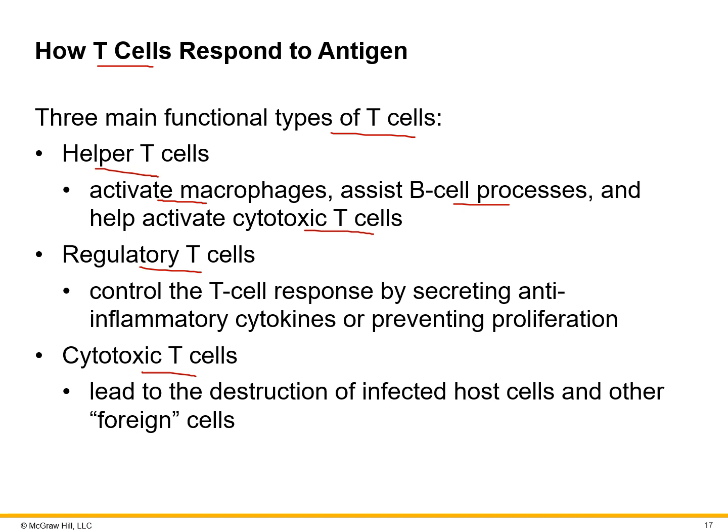Now, the regulatory T cells, as their name implies, they're more involved in controlling the response, making sure that the correct anti-inflammatory cytokines are released so we don't overactivate the body. It prevents proliferation, so helping to prevent autoimmune diseases. So it's just kind of keeping the immune system from becoming overactive. And then finally, the cytotoxic T cells we've already mentioned. These are the ones that destroy infected host cells. So if there's a foreign invader like a virus, we just get rid of the cell as a way to kill the virus.